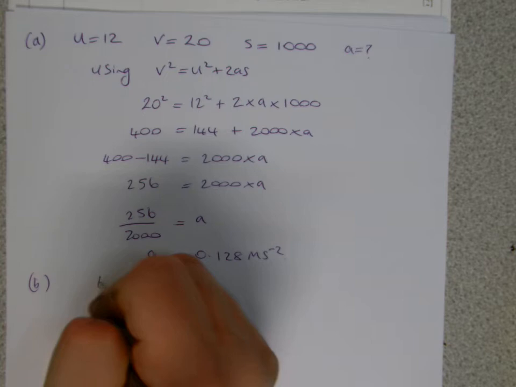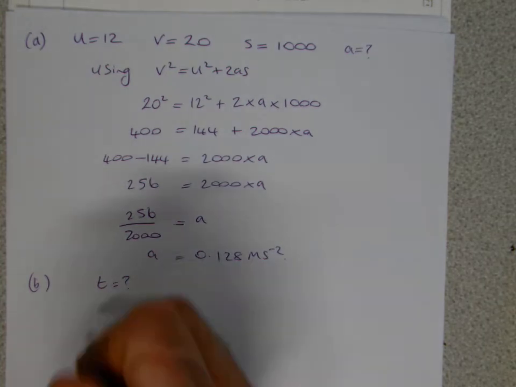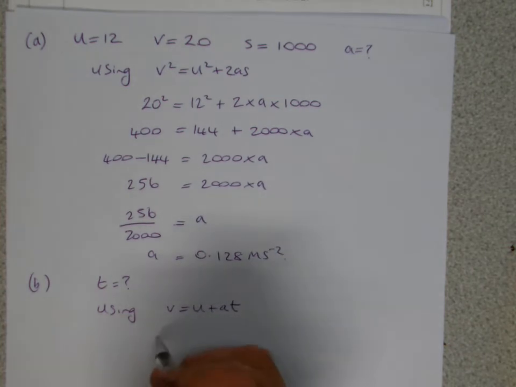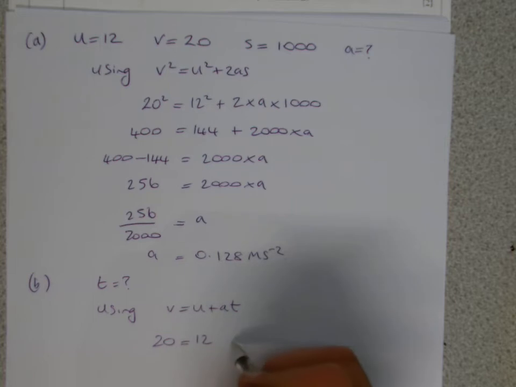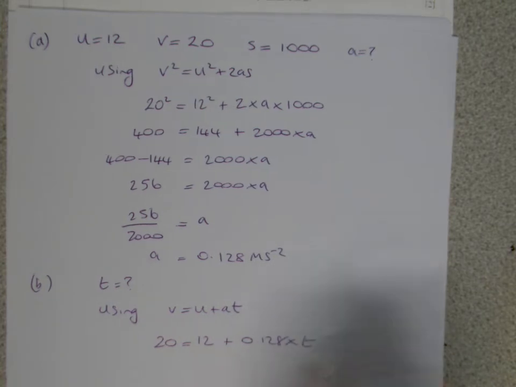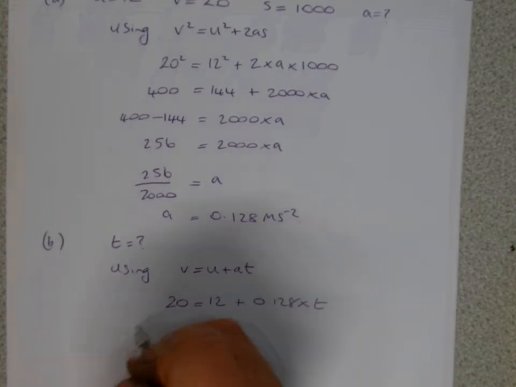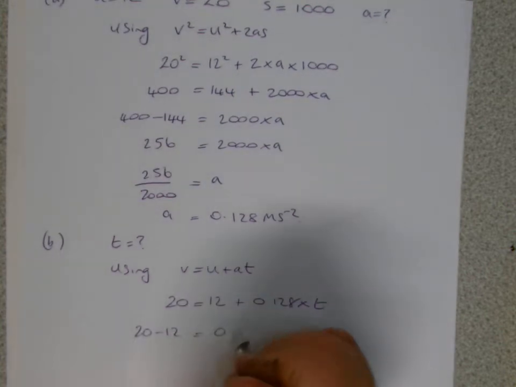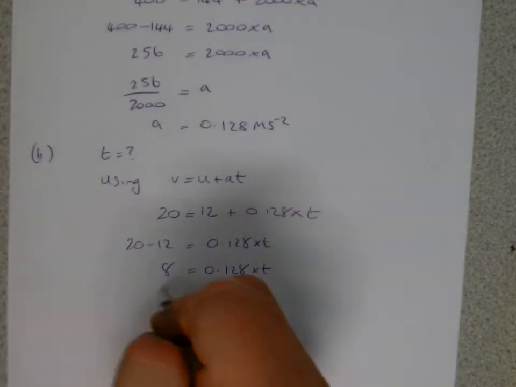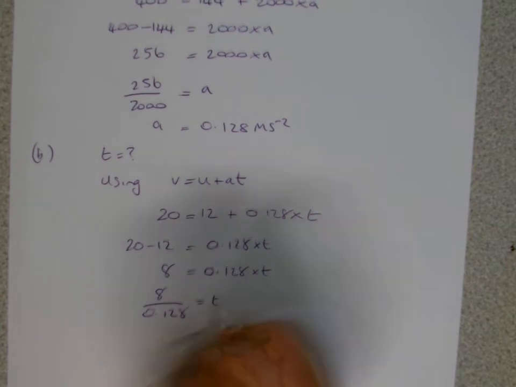So part B then says find the time taken for the vehicle to move from A to B. So we want t. We can use the simple equation v equals u plus at for that one, because we know v is 20, the final velocity, we know u is 12, we know a is 0.128, the answer to part A, times t, which is what we're going to work out. So take the 12 over, so it becomes 8, and that equals 0.128 times t. Then to get t, we just divide by 0.128.